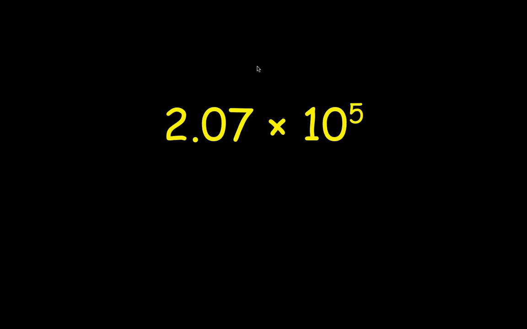207,000. Pause the video, and when you're ready, carry on. Right. Ignore everything but the 2. It would be 2 times 10 to the power of 5. So now put in the other digits, 2.07 times 10 to the power of 5.